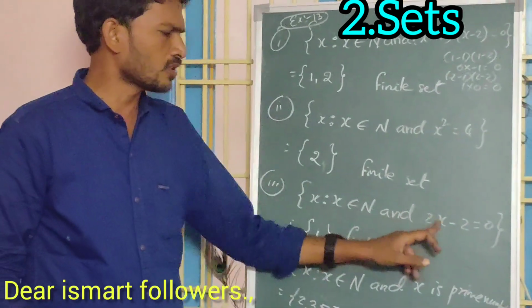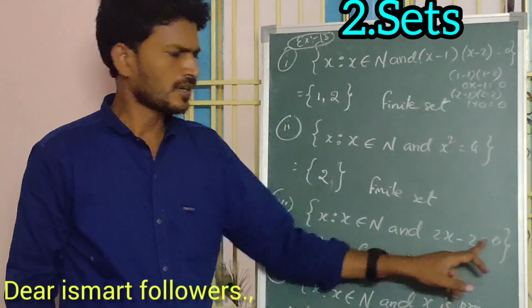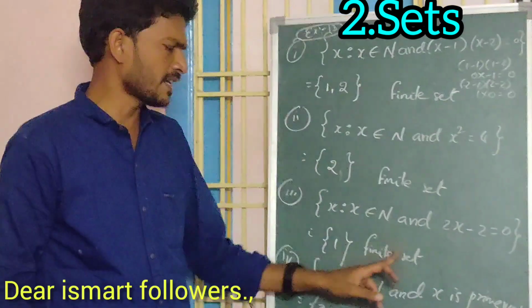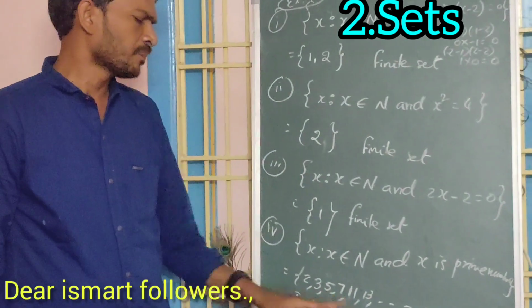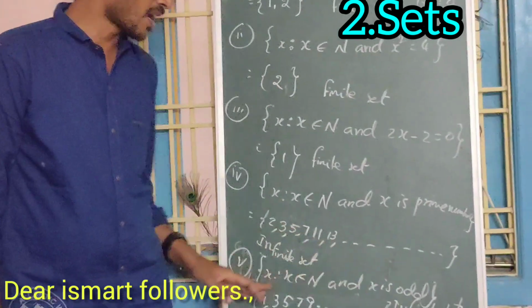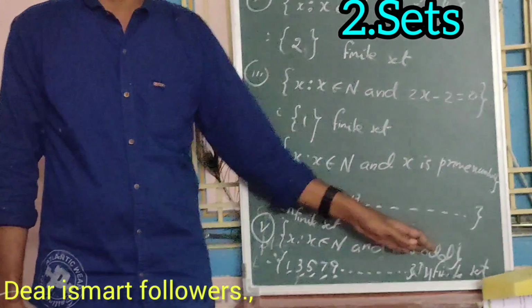That's why 1, 2, 2 is a 4. 4 minus 2 is not 0. That's why there is only one answer. Finite set. Prime numbers means there are so many prime numbers, so that's why this is an infinite set. Here also, odd numbers means there are so many odd numbers. That's why this is an infinite set.